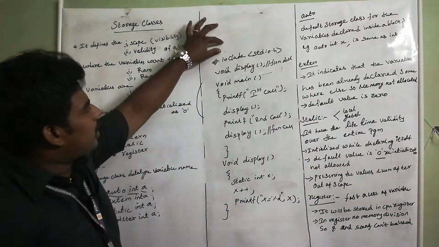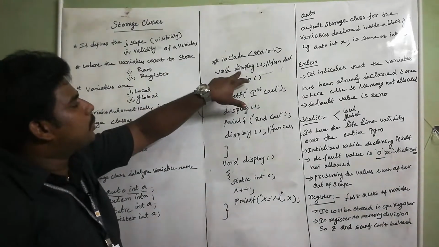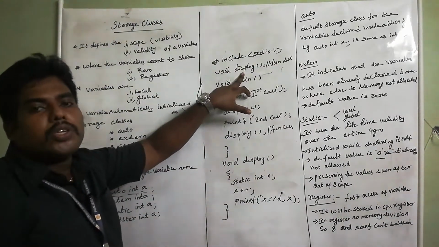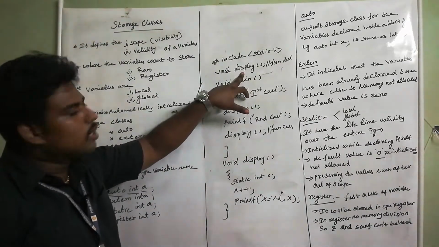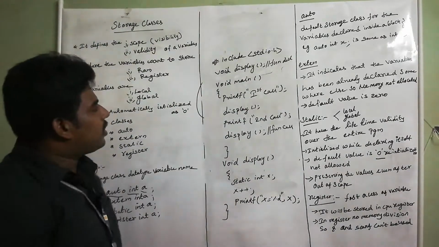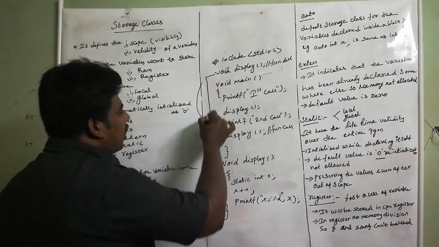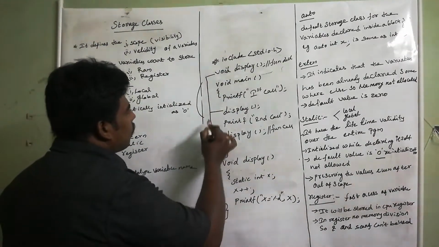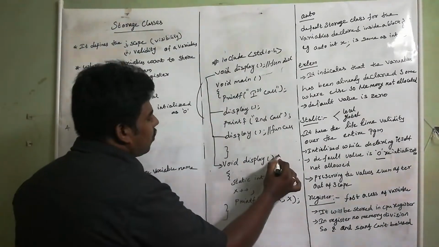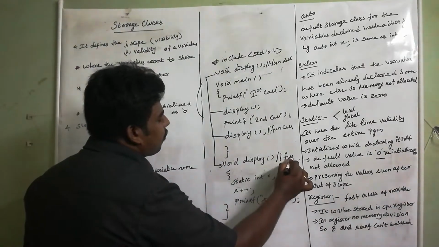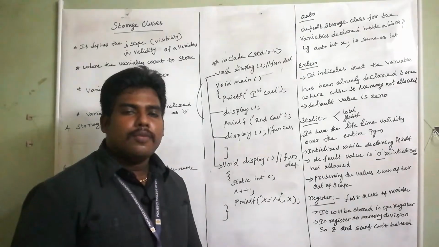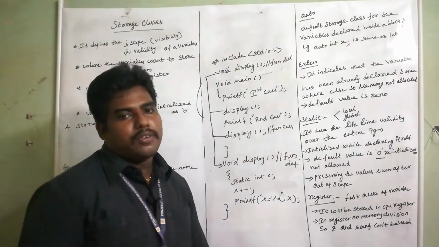First I include the header files, then void display. Void is the return type. This is the function. I am going to create a user defined function. So here the function name is display. If you want to use a user defined function, three important things are there. First one is function declaration, second one is function call, third one is function definition. Three important elements. Without these three we can't create a function.